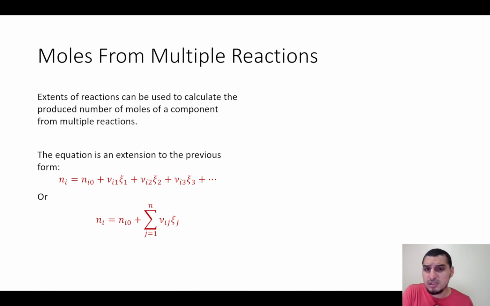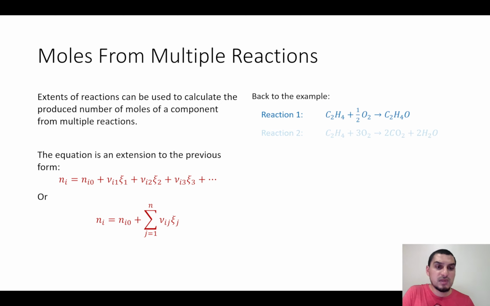So in general, if you want to calculate the number of moles of a component from a reactor that contains multiple reactions, then we can use this equation here. It's Ni equals Ni node plus nu i1 for this component, whatever this component is, multiplied by xi1, plus nu i2 xi2, nu i3 xi3, and so on. So the general form of the equation is Ni equals Ni node plus the sum of nu ij xi j. So it applies to any number of reactions that we have.